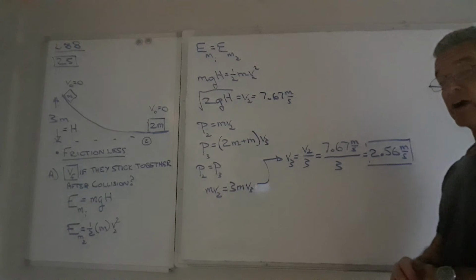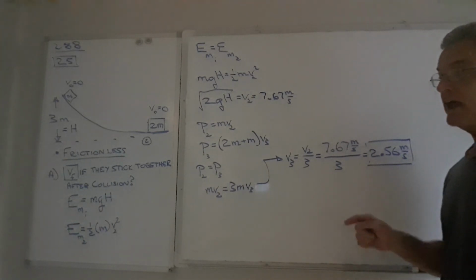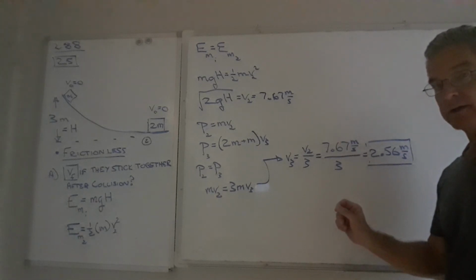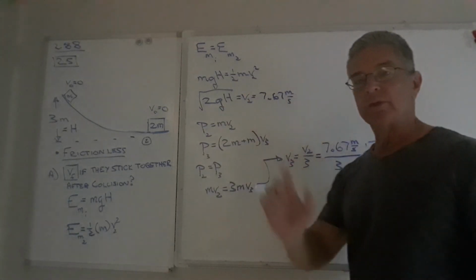That's the easier problem, because now we've got to find two velocities. We've got to find the velocity of both the small and the big block after they collide. So now I'm going to do that. I'm going to erase part of this board and all of this one. I'll be right back with you.